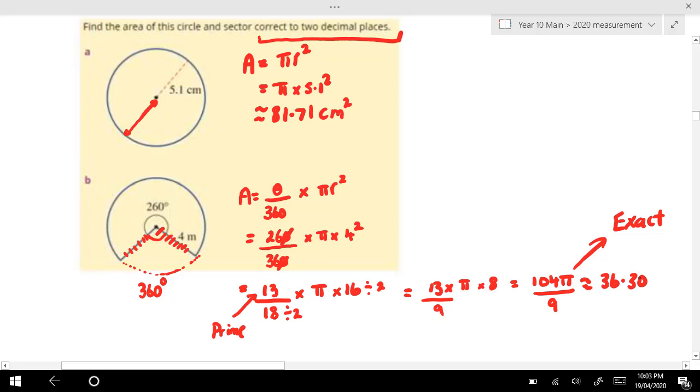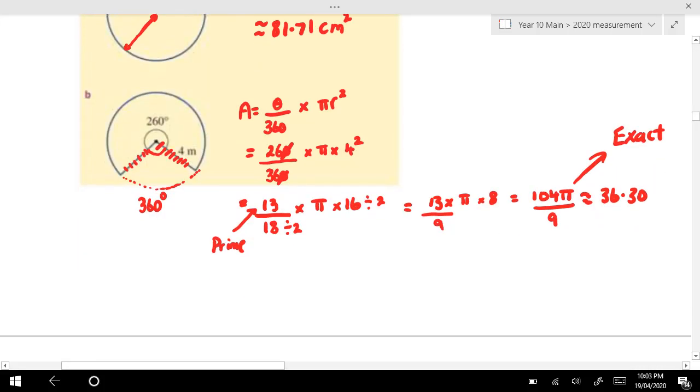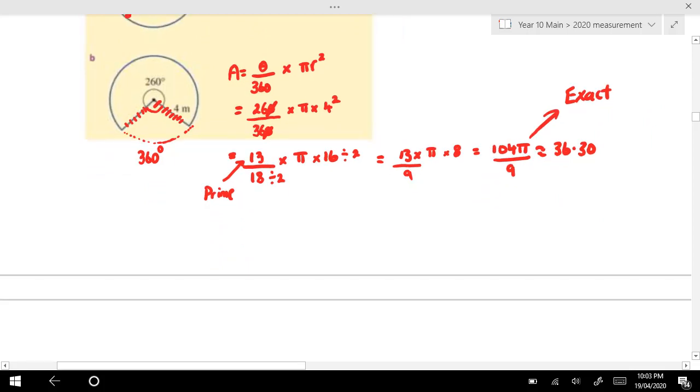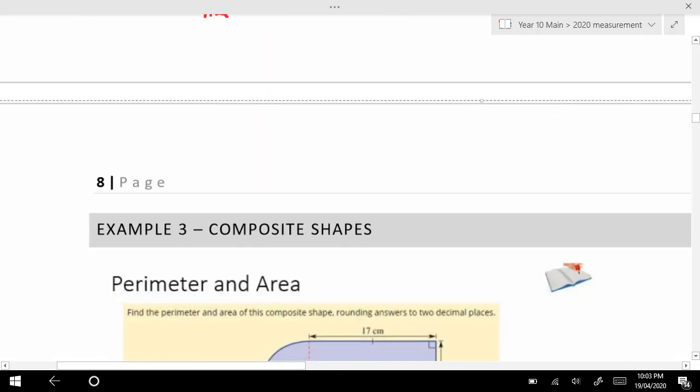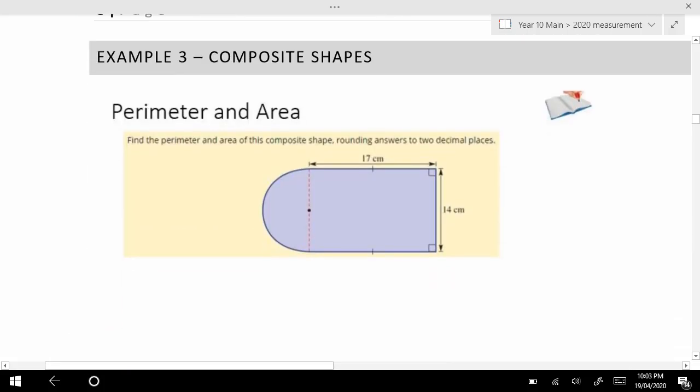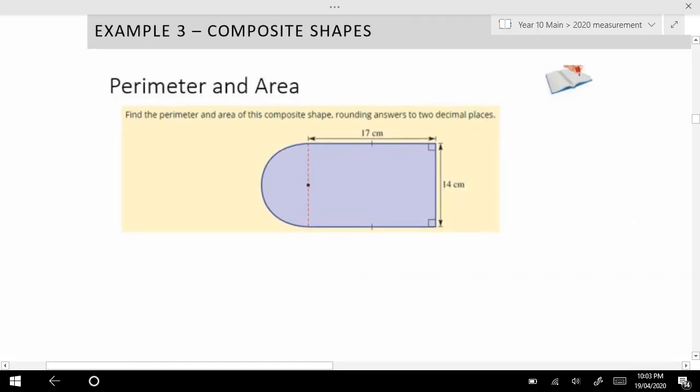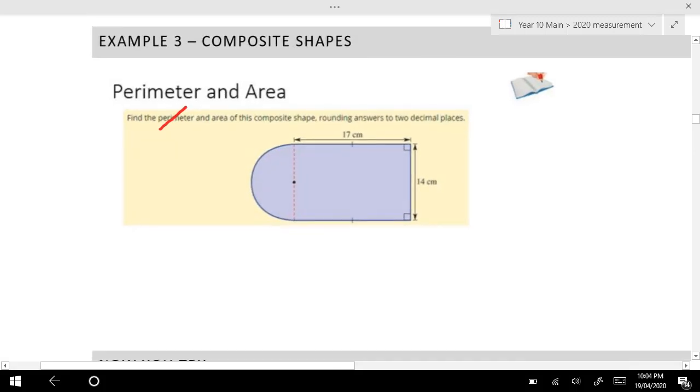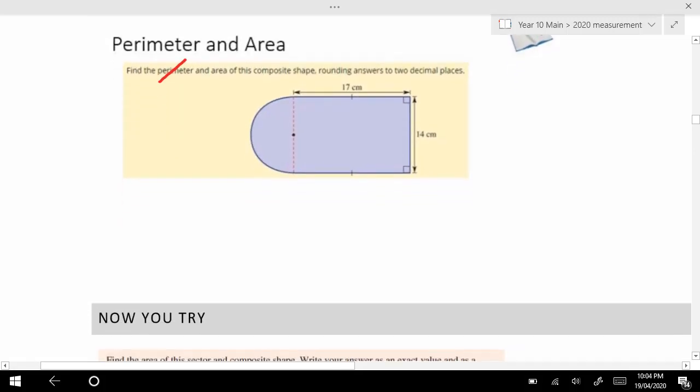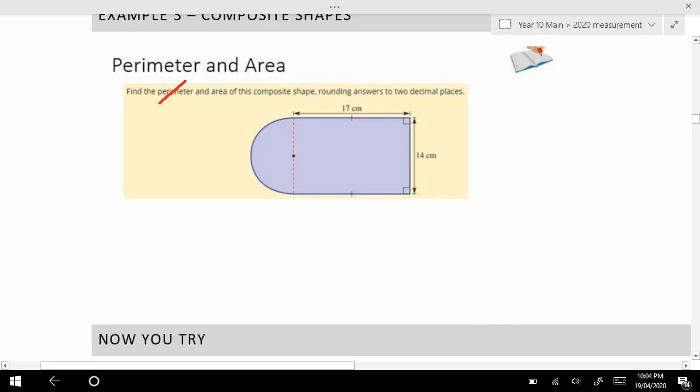Okay, now it's your turn. What I'd like you to do is this time we're going to have a look at composite shapes, and this time, well, we've got perimeter and area. I might, for the time being, just get you to worry about the area. We've done some perimeter questions already in exercise 6B. So pause it now. I'd like you to have a go at this.